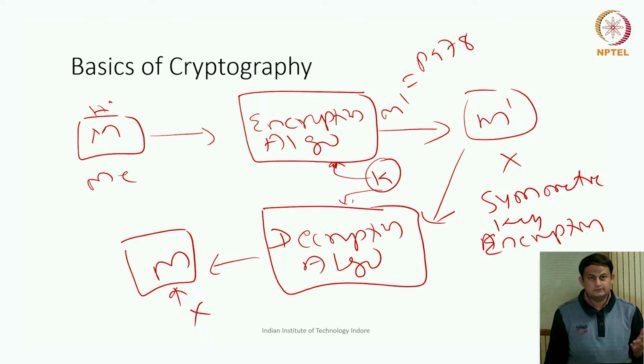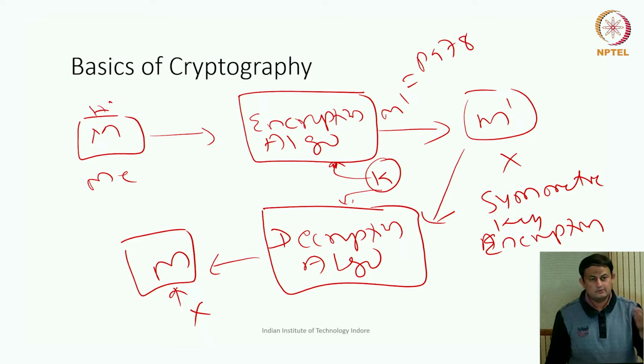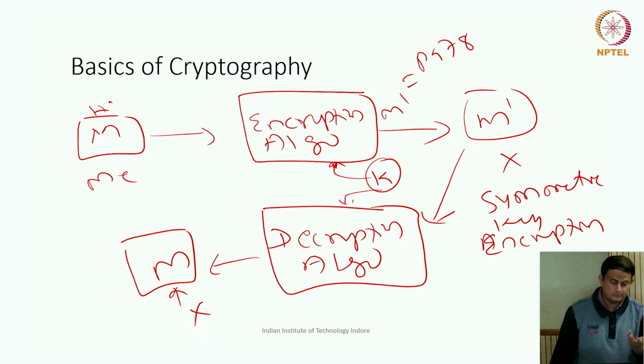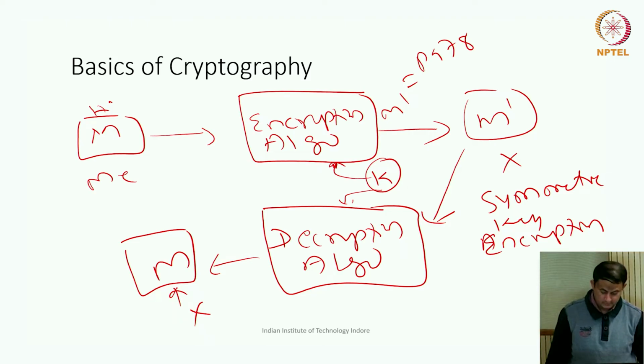What if I am sending a message to person X and I need to share a common key? Only I and X need to know the key. But if I am exchanging messages with a large set of people, then with each one of them I need to have a shared common key. That is one of the issues with the symmetric key cryptographic system.